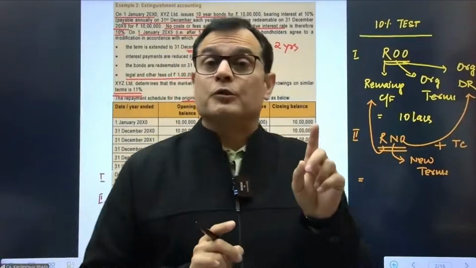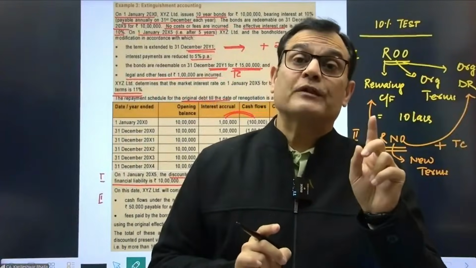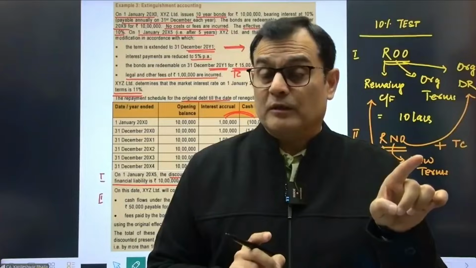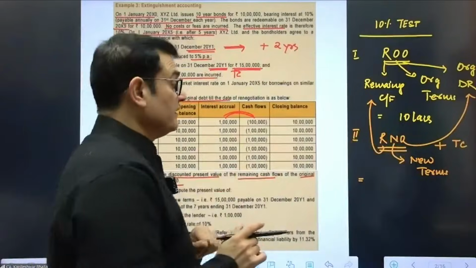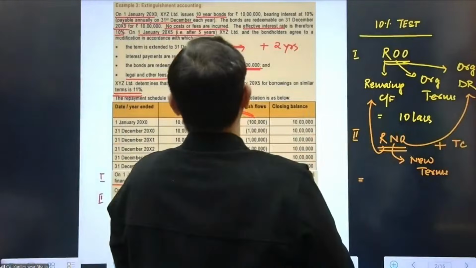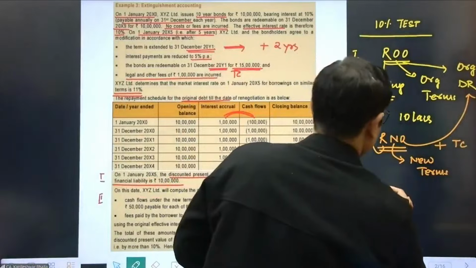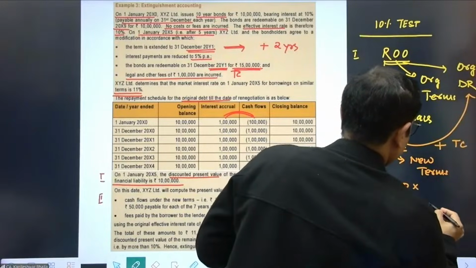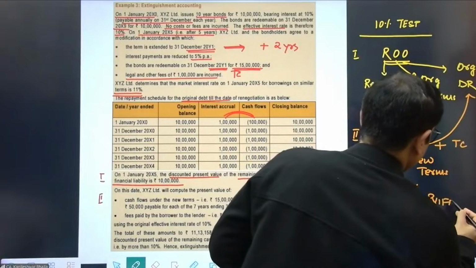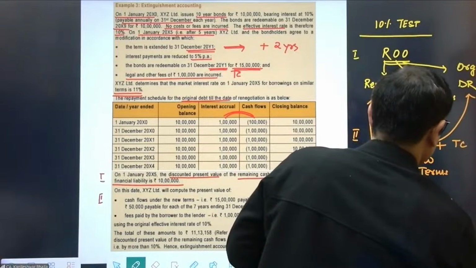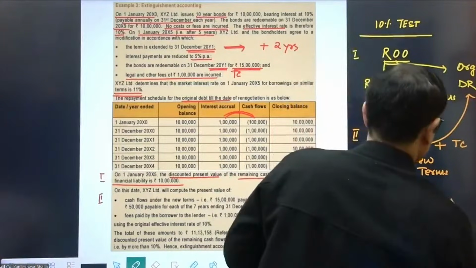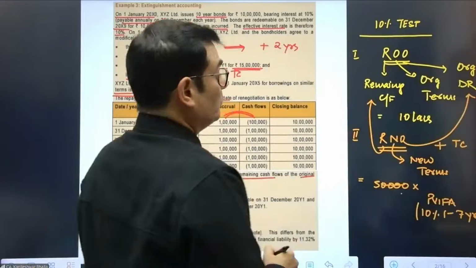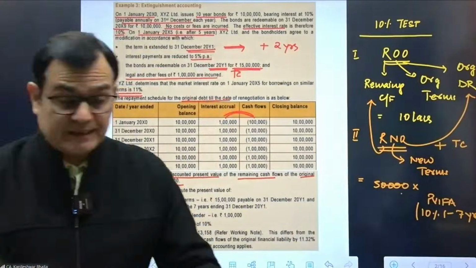So you're going to pay the interest for the next 7 years, because out of the original term of 10 years, 3 years have already passed by. So we can say 7 years of interest. On that 10 lakhs principal, 5% interest would mean 50,000. Discount this at a PVIFA at the original rate of 10% for a period of 7 years. So let's see what the cumulative factor is.